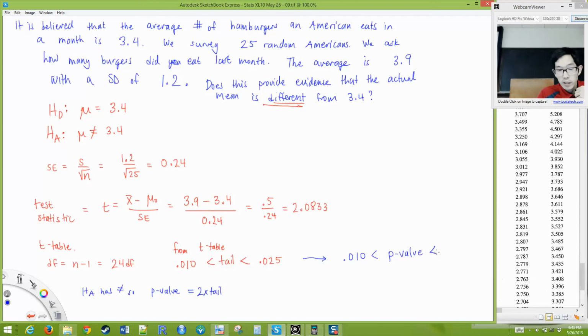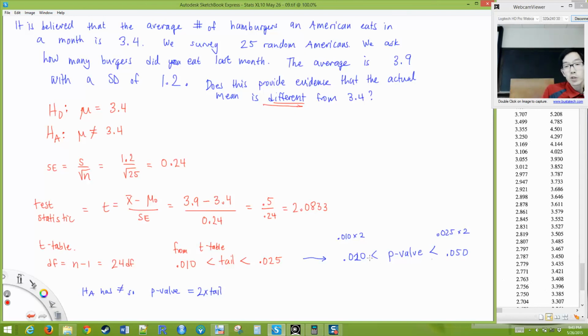I'm sorry, not 0.010, 0.020. I multiply 0.010 times 2, and I do 0.025 times 2, and I get 0.050. So I get my p-value is between 0.02 and 0.05. Is that okay? I just took 0.010 and multiplied it by 2 and I get 0.020. And I do 0.025 times 2 and I get 0.050. And so now my p-value is between these two things.